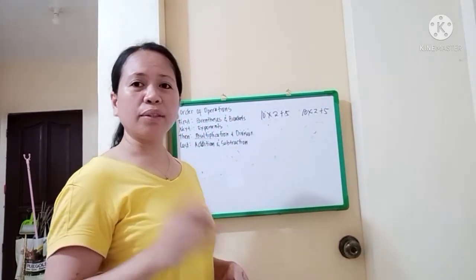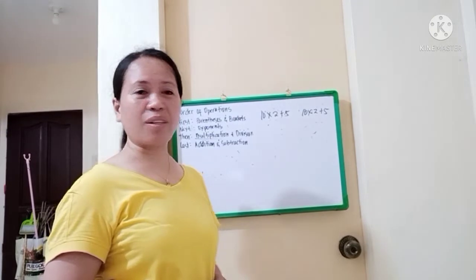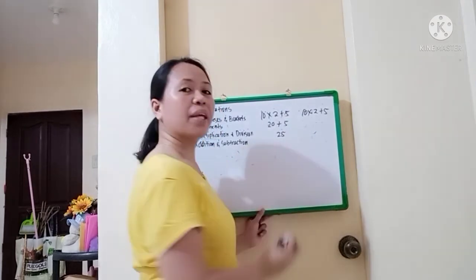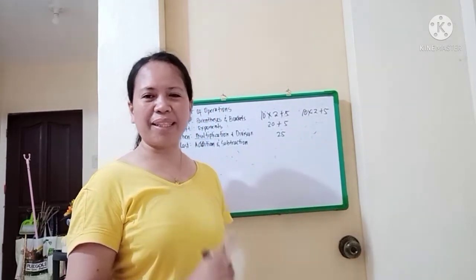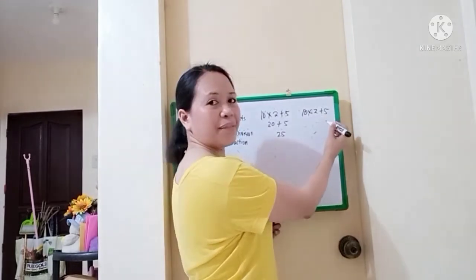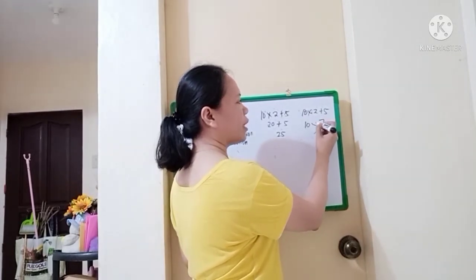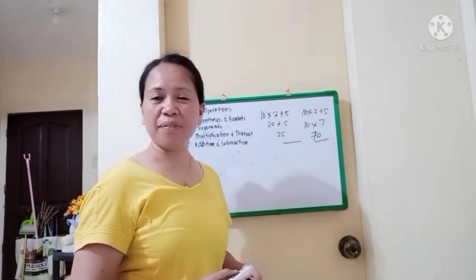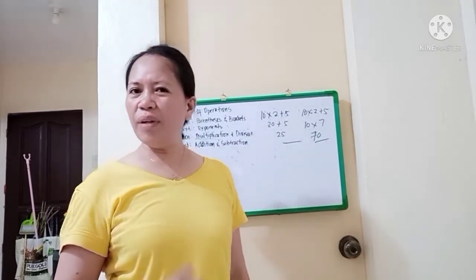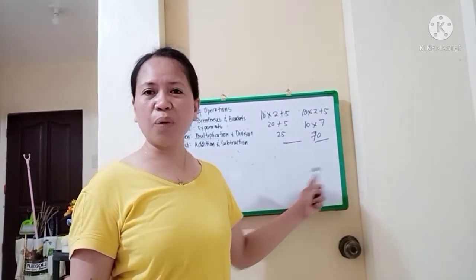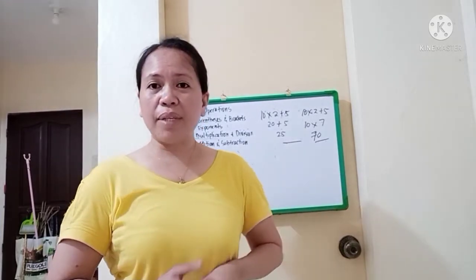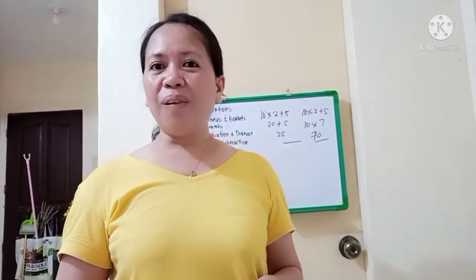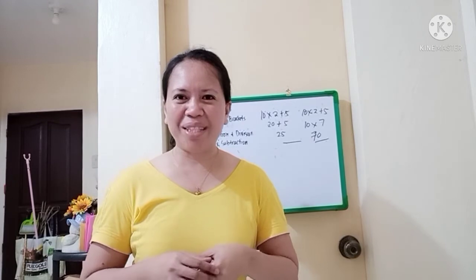So first, I want to start with multiplication. So 10 times 2 is equal to 20, plus 5 is equal to 25. In the other example, I want to start with addition. So 2 plus 5 is equal to 7. 10 times 7 is equal to 70. See, there's a big difference in the answer. And if you do not know which equation's problem solving is correct, that's why we need a math tool called order of operations.